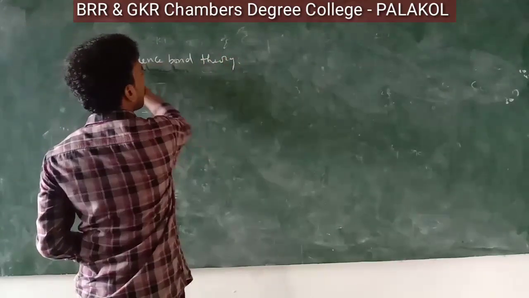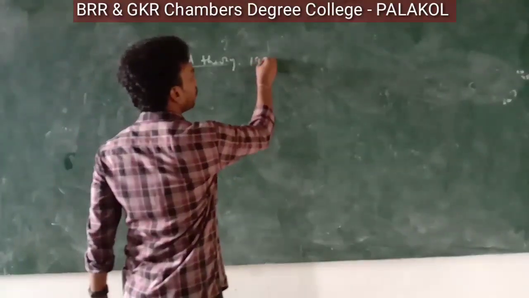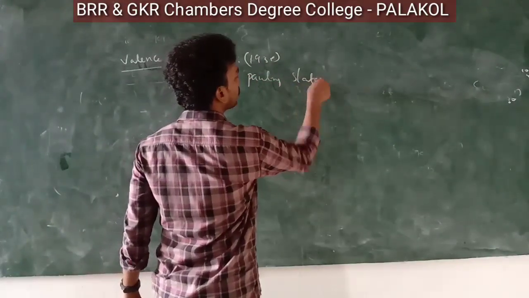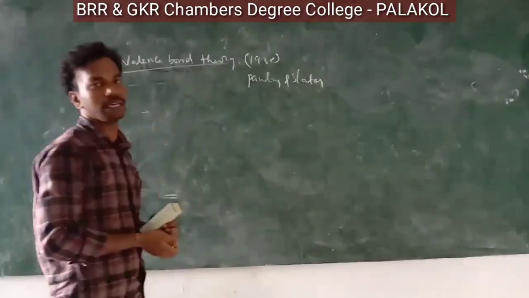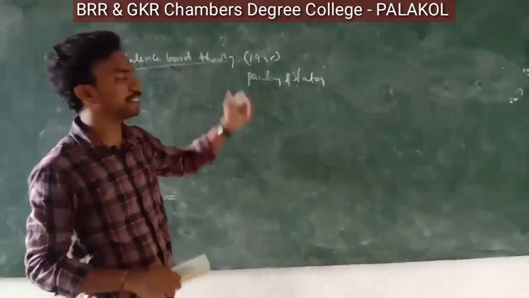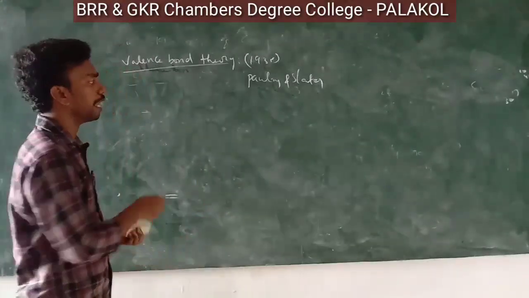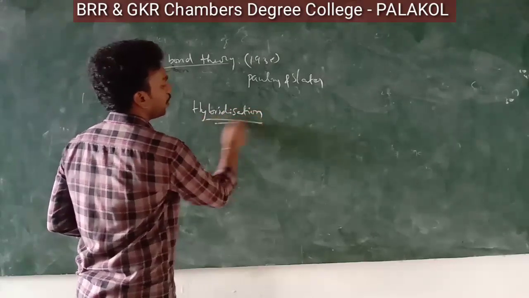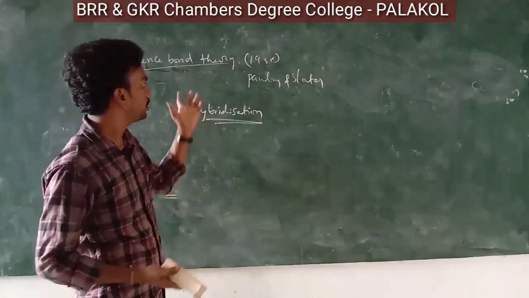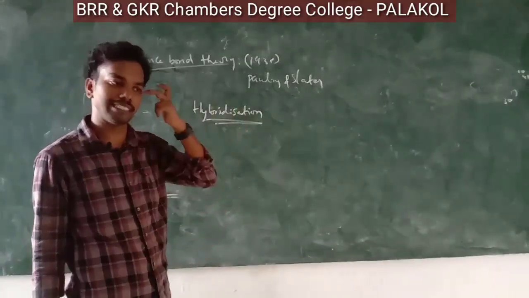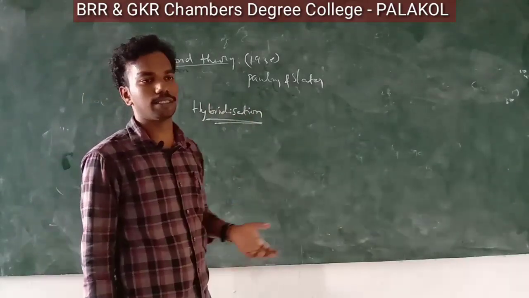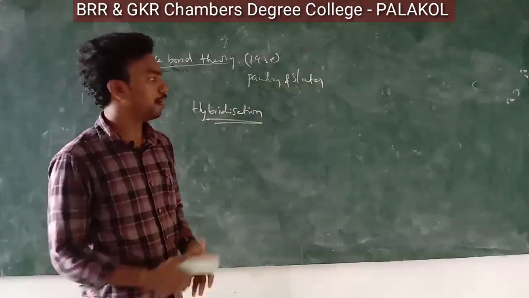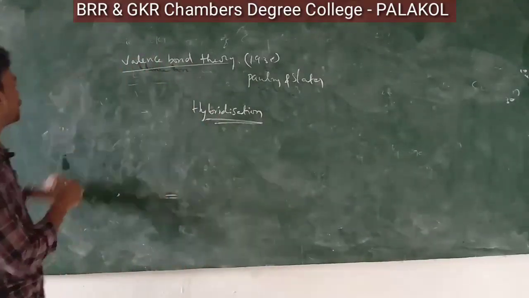Valence bond theory was introduced in 1935 by Pauling and Slater, using the concept of hybridization. This theory explains a few properties which are not explained by Werner's theory, like the magnetic properties and magnetic structures of many complexes. Let's see the assumptions one by one.